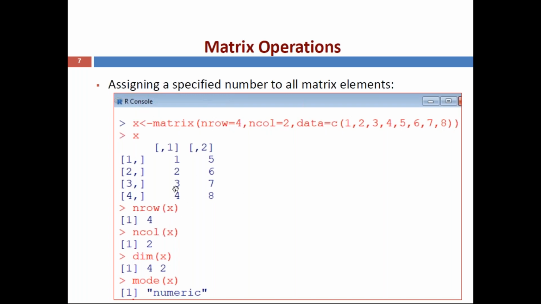Then again some previous properties you can recall. Number of rows of the matrix, nrow of X: 4 rows are there. The number of columns in the matrix by ncol of X: 2 columns are there. Then dimensionality of the matrix using the function dim of X: 4 by 2. Then mode of the matrix is called by the function mode of X, which is a numeric matrix.